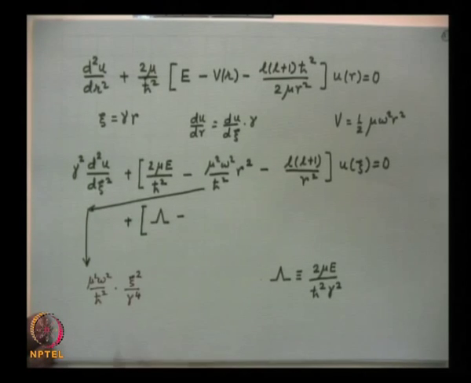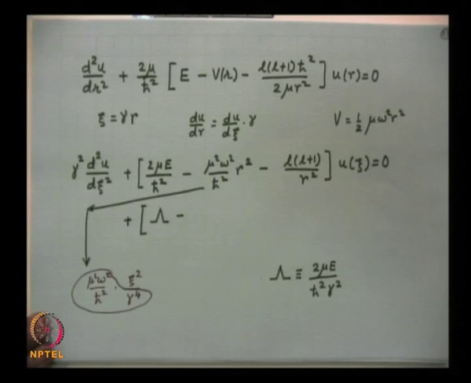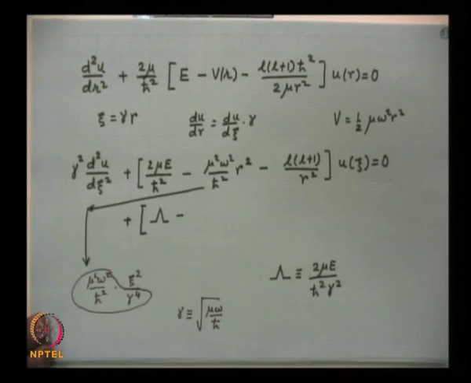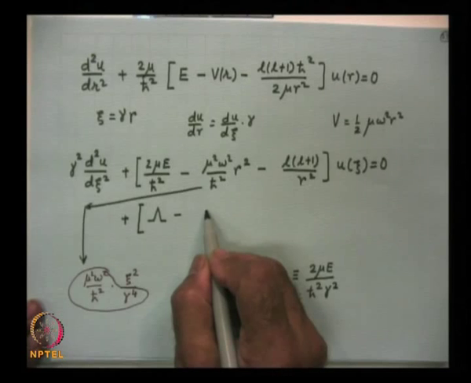Now, I choose my gamma so that this factor is 1. This is the same method that we had used in solving the harmonic oscillator problem. So, I choose gamma so that this is equal to under root of mu omega by h cross. If I choose this value of gamma, then this coefficient becomes 1 and this becomes minus xi square.